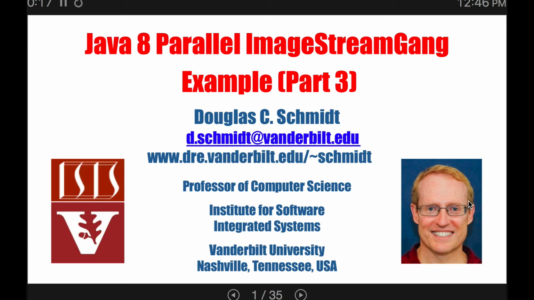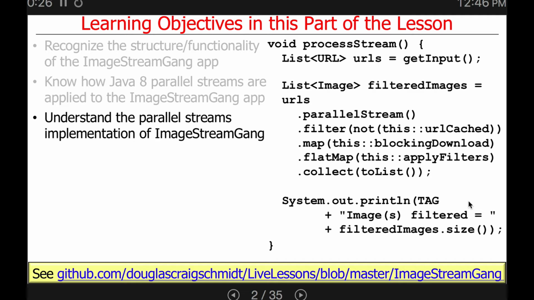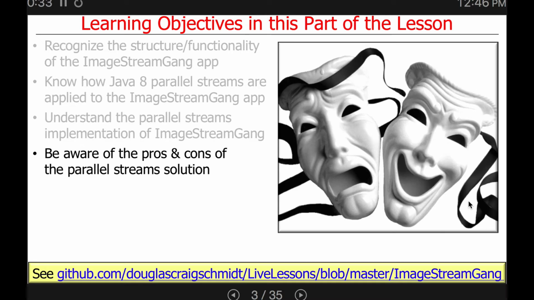Now that we've given an overview of the structure and functionality of the ImageStreamGang app and visualized how the various stages will operate, we'll take a look at the source code that implements the parallel streams version of the ImageStreamGang app. I'll also talk about the pros and cons of the parallel stream solution, which will help us understand how parallelism can improve things using Java 8 parallel streams, as well as foreshadow some of the discussions we'll have next when we talk about the Completable Futures implementation of the same app.